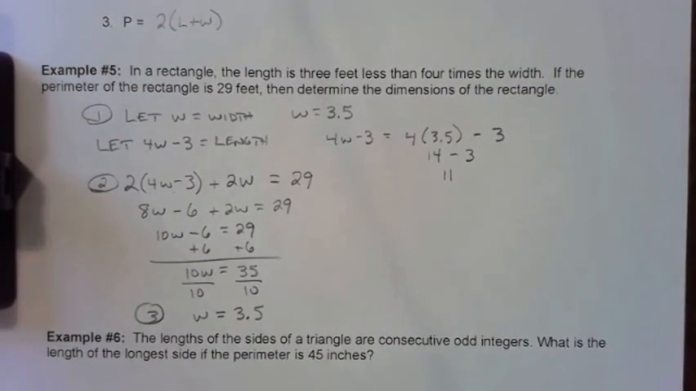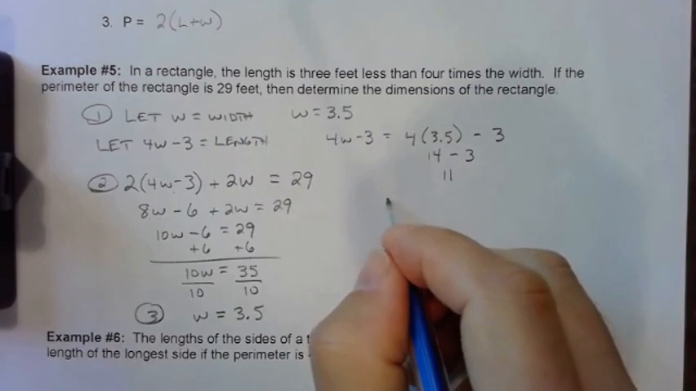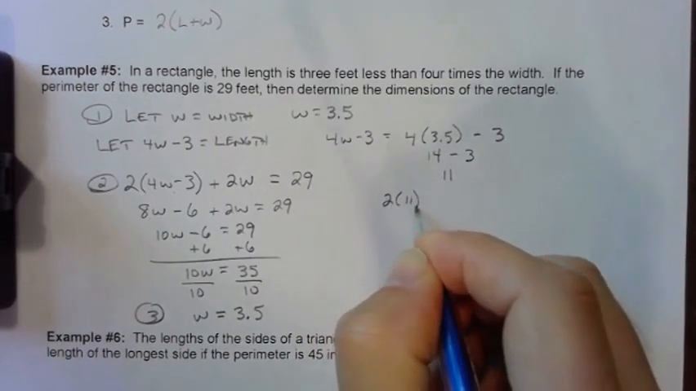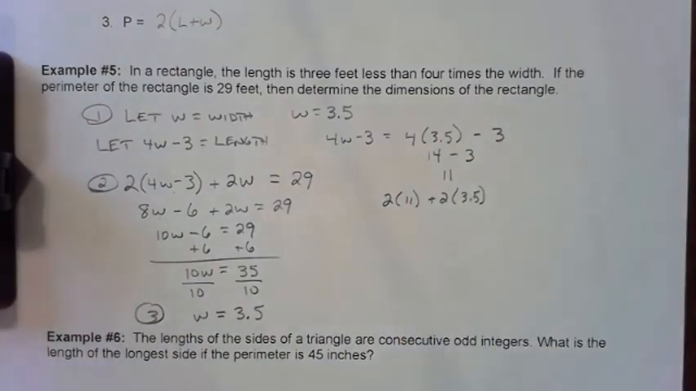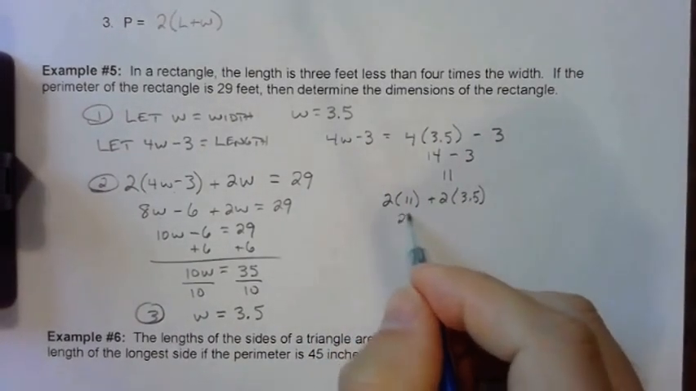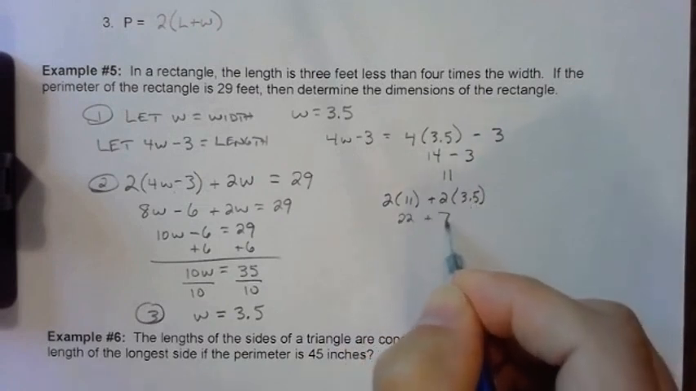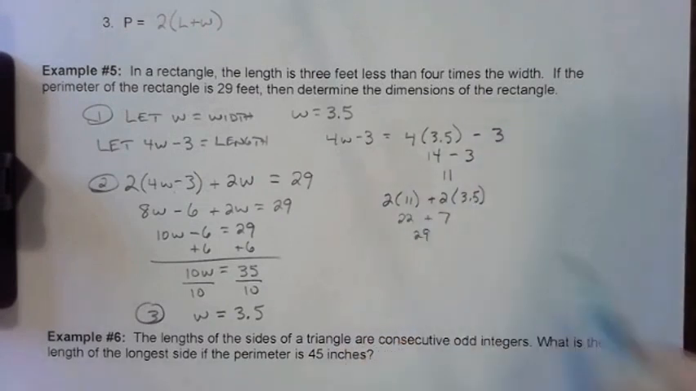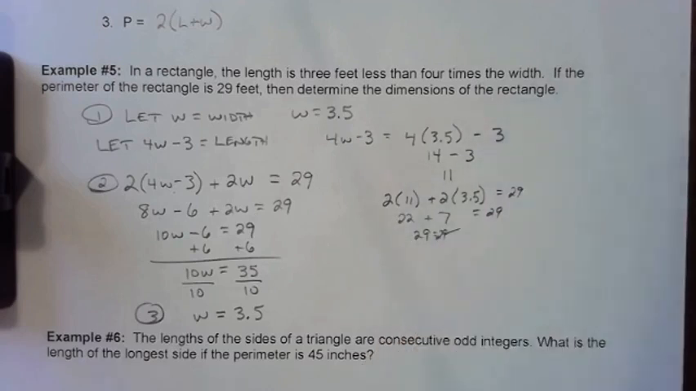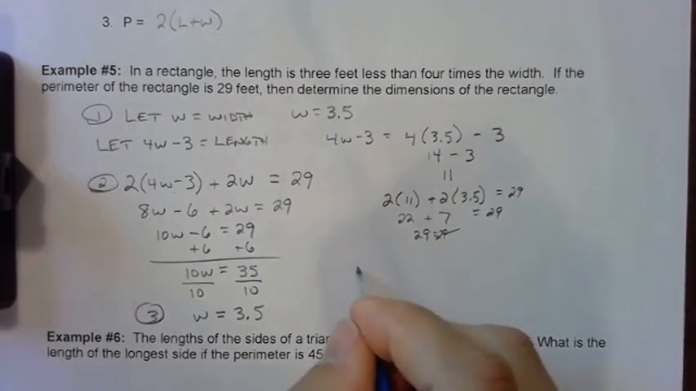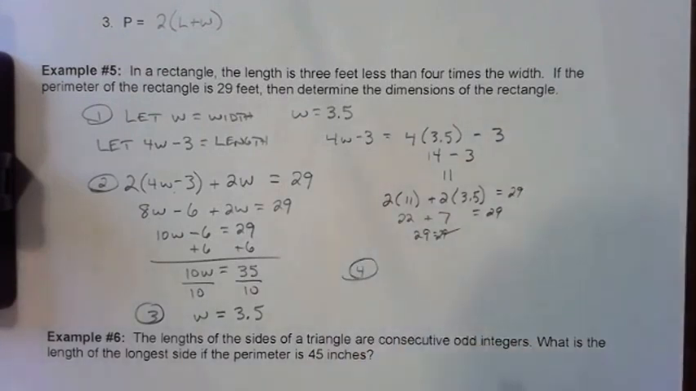Okay, so let's see if those numbers work for our problem here. All right, the perimeter has to be 29 feet. If we do 2 times the length, which is 2 times 11, plus 2 times the width, which is 3.5, hopefully we get 29. 2 times 11 is 22, and 2 times 3.5 is 7. 22 plus 7 is 29. So this is going to work out. All of that is equal to 29. 29 equals 29. Wonderful.